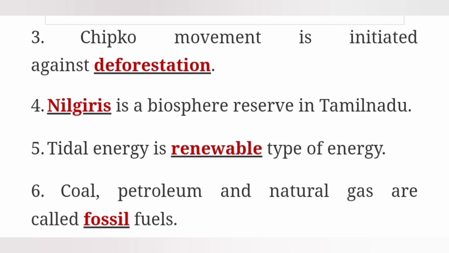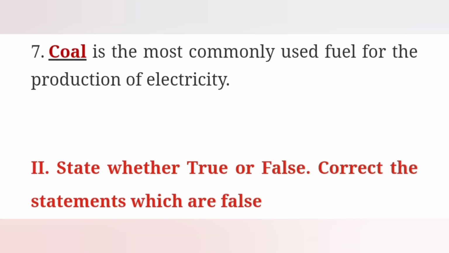Fifth one, tidal energy is dash type of energy, renewable type of energy. Sixth one, coal, petroleum and natural gas are called dash fuels, fossil fuel. Seventh one, dash is the most commonly used fuel for production of electricity. Answer, coal. Second Roman letter, state whether the true or false.